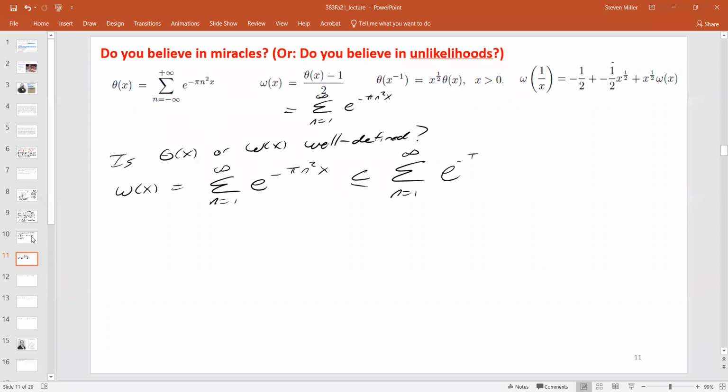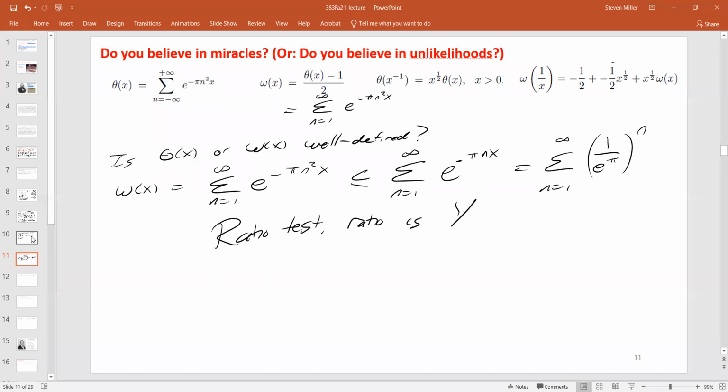Okay. I'm going to just write it initially as e to the negative pi n x, which is what you've said. And what we're doing is I'm just replacing the n squared with just n. That's going to make it larger. I said smaller, but that's going to make it larger because I now am raising it to something that's not quite as large. And this is the sum, and it goes from 1 to infinity, of 1 over e to the pi to the n. So it's a ratio test. The ratio is 1 over e to the pi, which is less than 1. So it does converge.